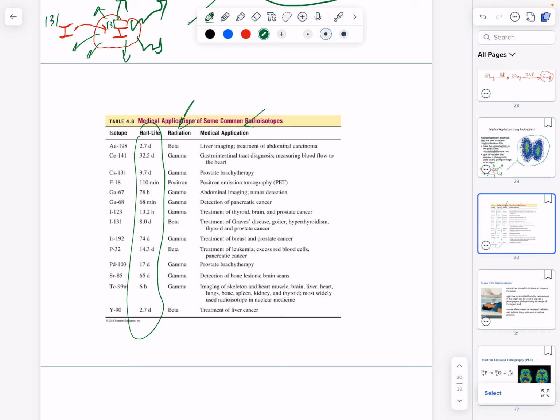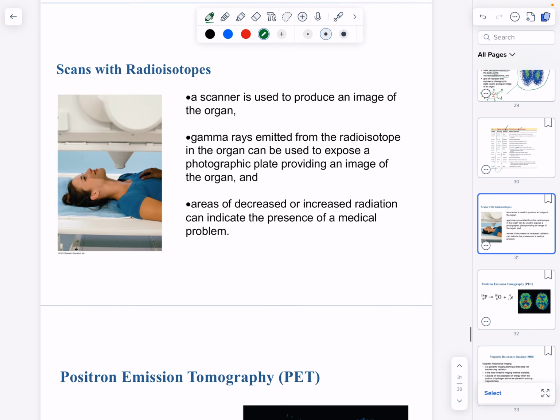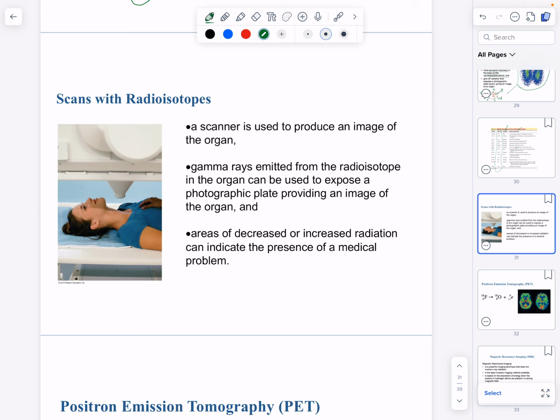For example, iodine-131, you see there is thyroid here, and even iodine-123, there is thyroid here. That's because the thyroid likes iodine, and that is when you use these scanners with radioisotopes. Another example: how do you know if you are sick or not? Because areas of decreased or increased radiation can indicate the presence of a medical problem.